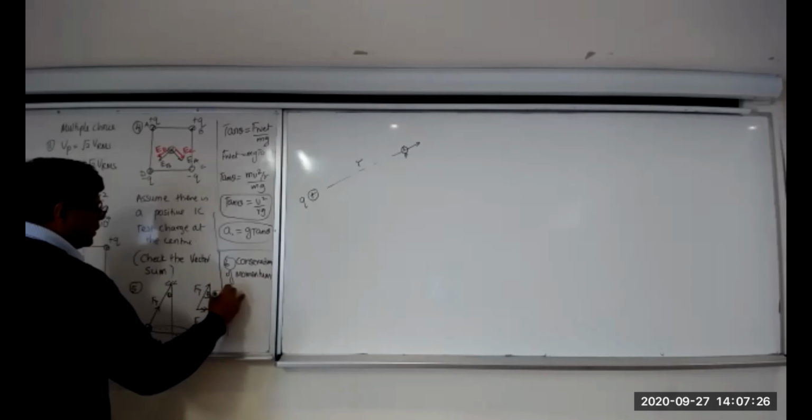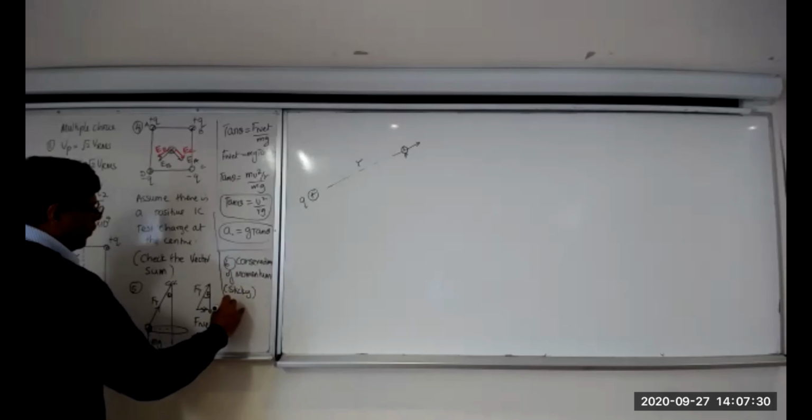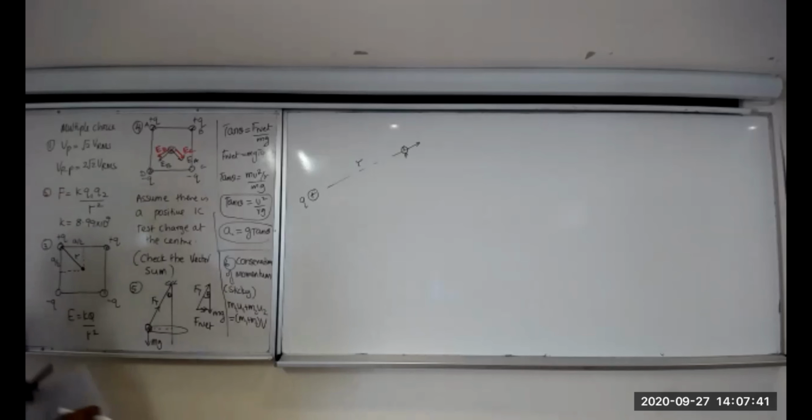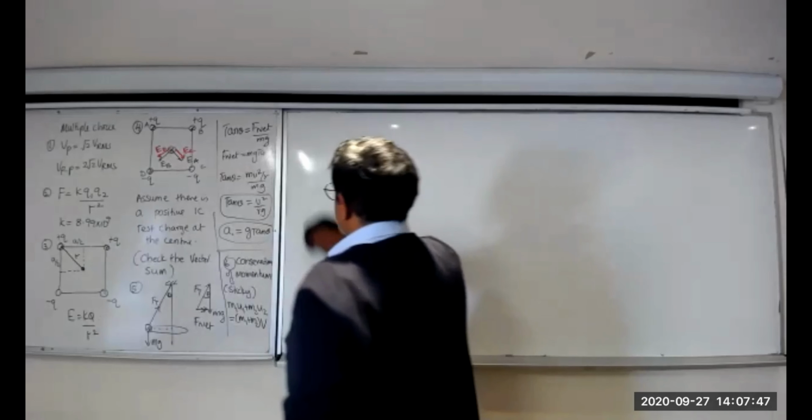This is a sticky collision. So therefore, M1 U1 plus M2 U2 equals M1 plus M2 times V. You can combine the masses after collision.